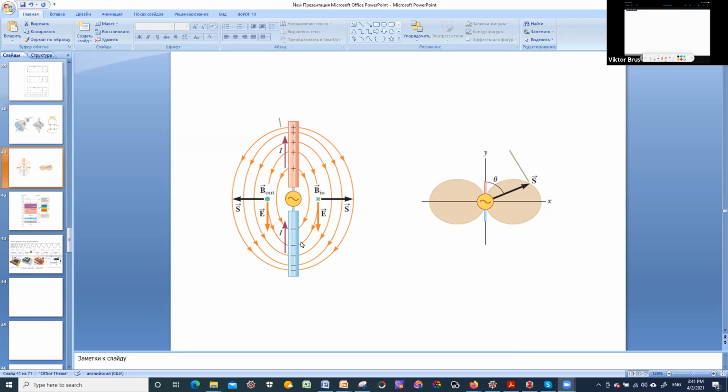Stationary charges generate just an electric field, but we need a time-varying electric field in order to generate also a time-varying magnetic field and vice versa. So in order to generate electromagnetic waves, we need to force our charges to move with certain acceleration, which is realized in such a dipole antenna.